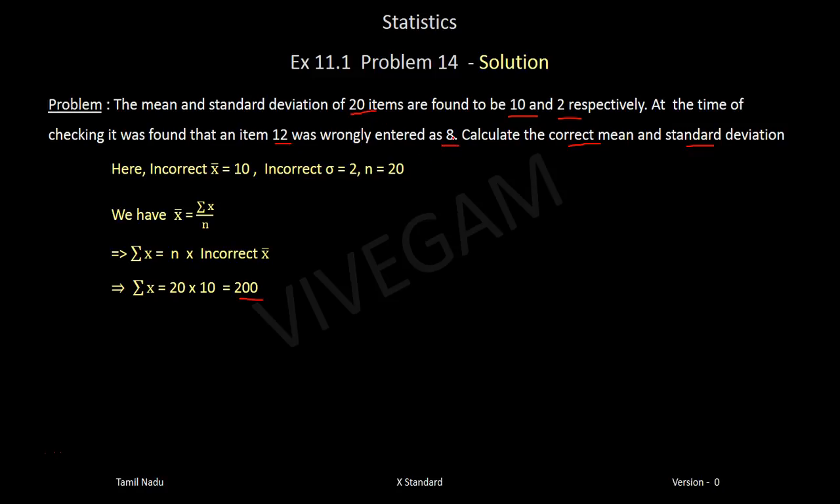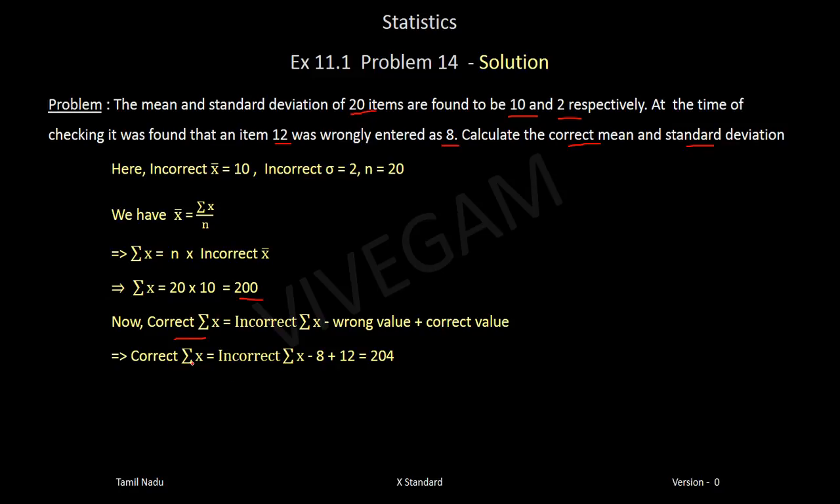That is one way of doing it. The other, more systematic way is to take this number 200, minus 8, and then add 12. Remove the wrong entry and add the correct entry. So 200 minus 8 plus 12 will give you the correct sigma x. Once you have the correct sigma x, substitute that, n is right, so you will be able to get the correct mean. You got it? So the correct sigma x will be the incorrect sigma x, which is 200, minus the wrong value. We are removing that wrong value, and then in the place of the wrong value, we are adding the correct value. So what will be the correct sigma x? The correct sigma x will be incorrect sigma x minus 8 plus 12.